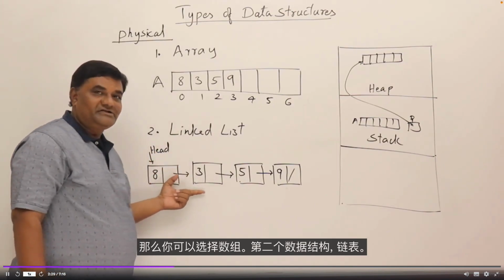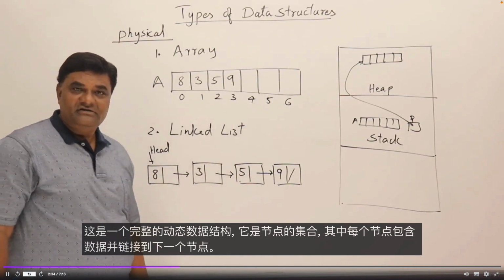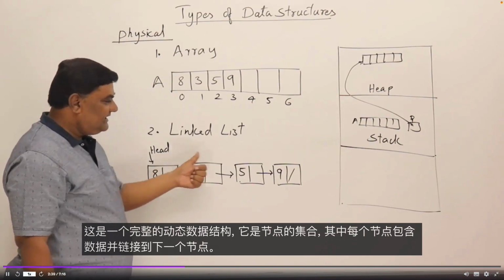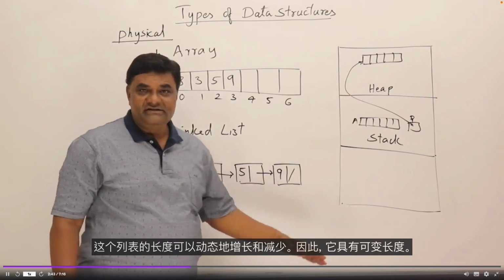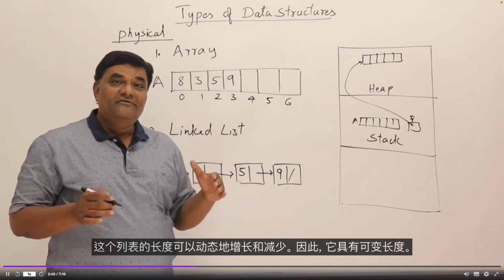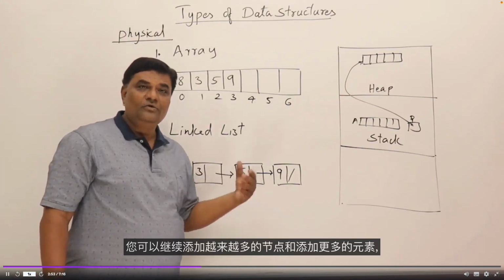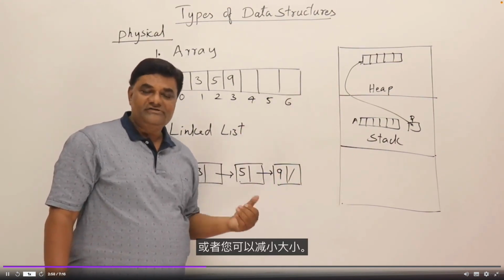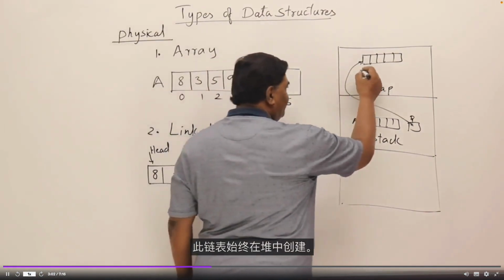Now, second data structure, linked list. This is a completely dynamic data structure, and it is a collection of nodes where each node contains data and a link to the next node. The length of this list can grow and reduce dynamically, so it has variable length. As per your requirement, you can go on adding more and more nodes and elements, or you can reduce the size. This linked list is always created in a heap.